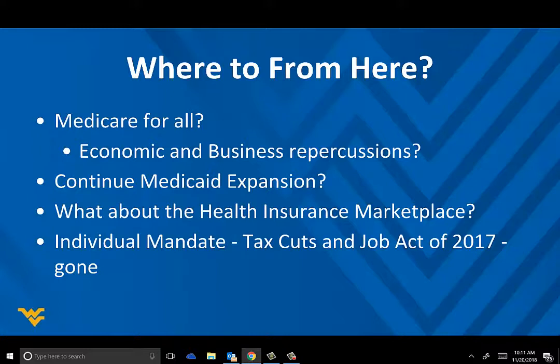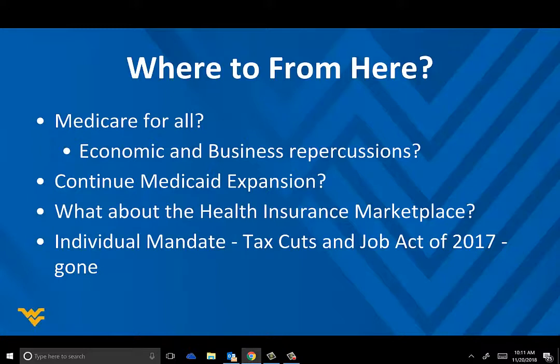Medicare for all would have huge economic and business repercussions, right? So health insurance companies fund huge amounts of our economy. So if we went to that, it would mean a lot of upheaval in our economy. Will we continue the Medicaid expansion?